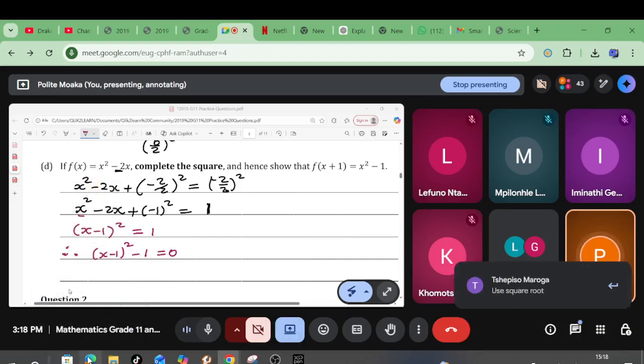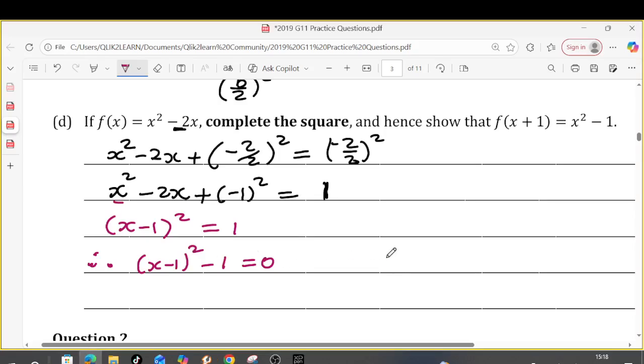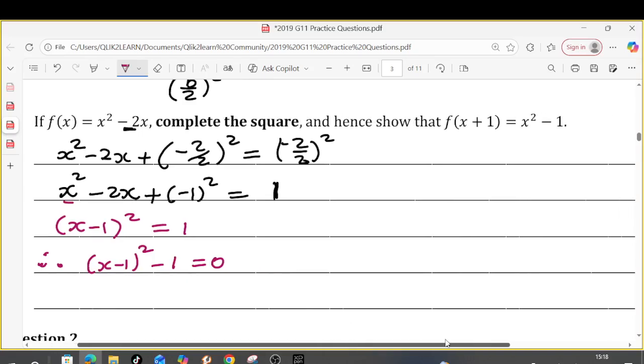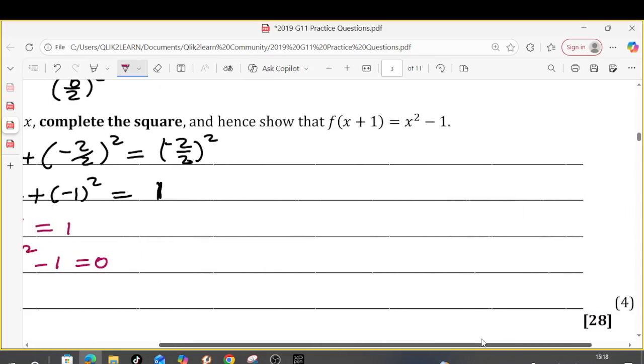Thank you, Evelyn. So now, this is how it should look. Now I can answer the second part of the equation. Look at the second part. They say that hence we are done with completing the square. The second part says hence show that f at x plus 1, meaning where there's x, put x plus 1, you should get an answer of x squared minus 1.